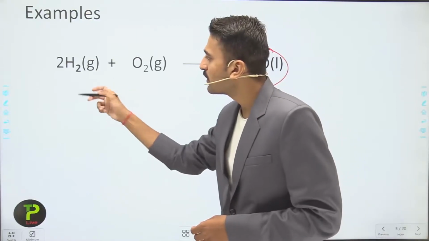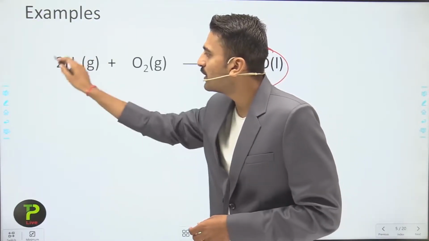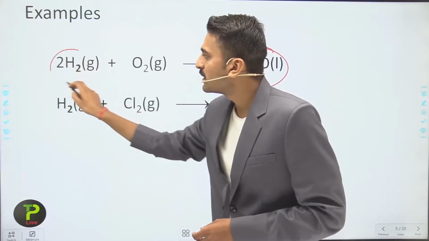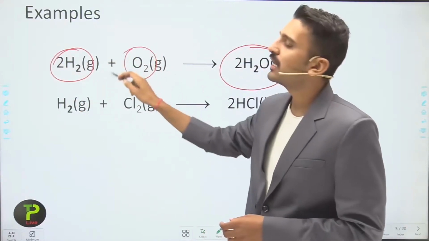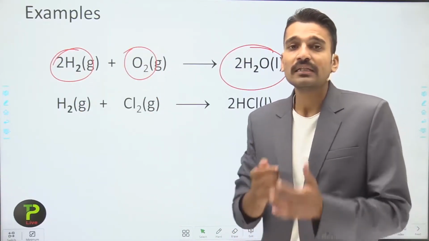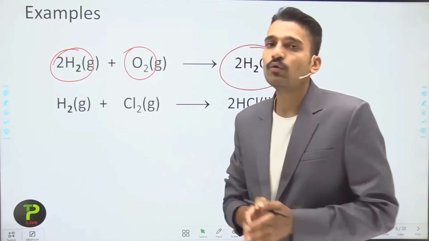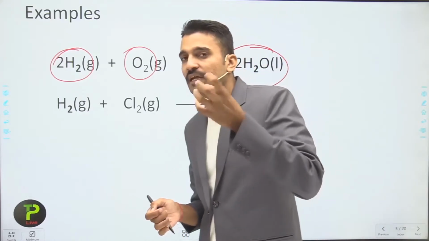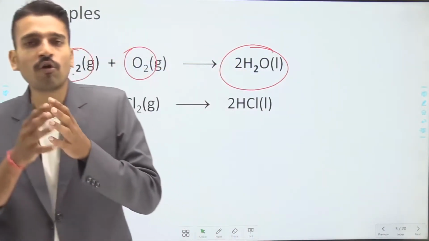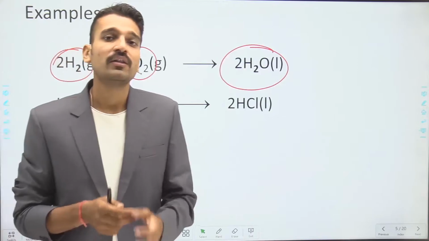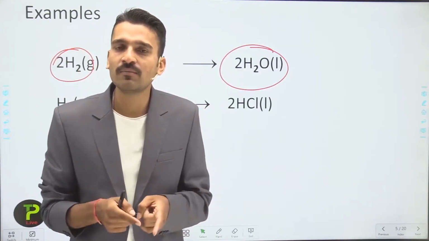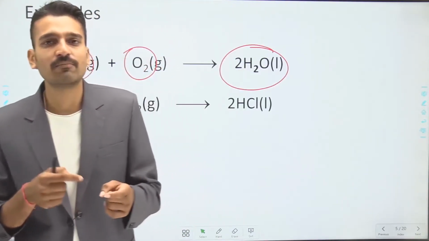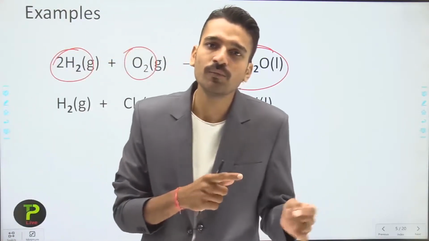Here is the hydrogen element. This hydrogen element combines with oxygen elements to form water. It means the element is combining with an element to give a compound. This particular type of reaction, in which an element combines with an element to form a new compound, is termed a synthesis reaction because the element is synthesizing a new compound.